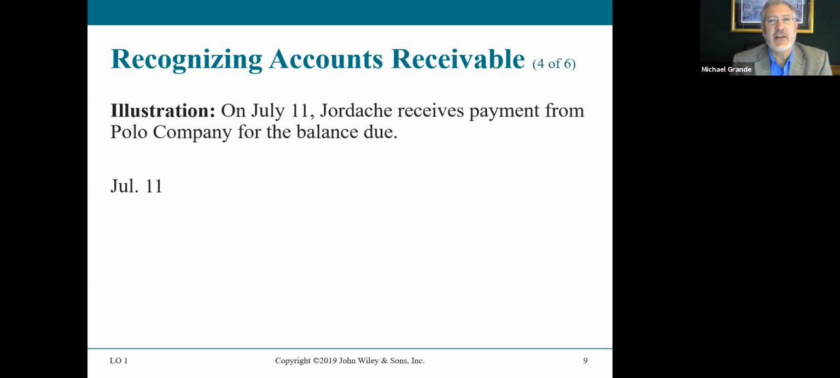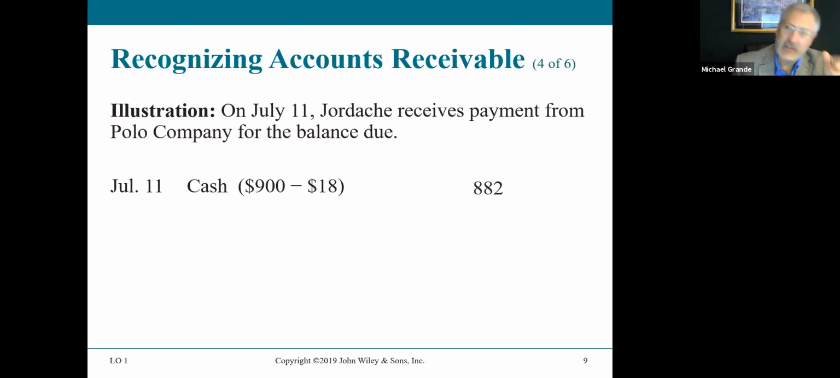Lastly, on July 11th, Jordache receives payment from Polo Company for the balance due. So paid within 10 days, so they're entitled to the discount. So they receive cash. The original receivable was $1,000. They returned $100 worth of merchandise. So they're owed $900, but they get the 2% discount.